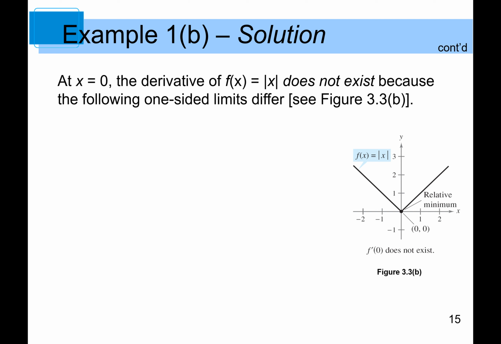At x equals 0, the derivative of f(x) equals the absolute value of x does not exist, because the limit from one side does not equal the limit from the other side. On the left-hand side we get a limit of negative 1. The right-hand limit equals positive 1. So the two limits do not equal each other, and the derivative does not exist at x equals 0. Okay, so it's not differentiable.